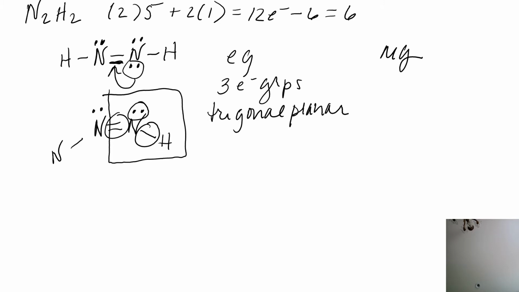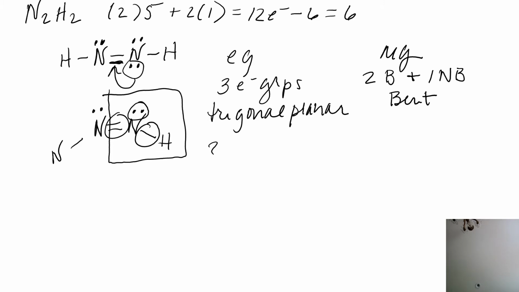Now we'll look at molecular geometry. How many of those 3 electron groups are bonding and how many are non-bonding? We have 2 bonding groups and 1 non-bonding group. So this corresponds to a bent geometry.